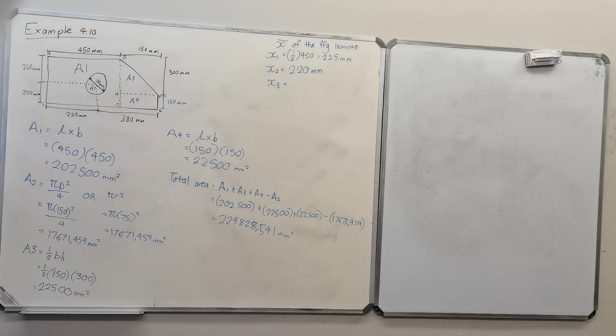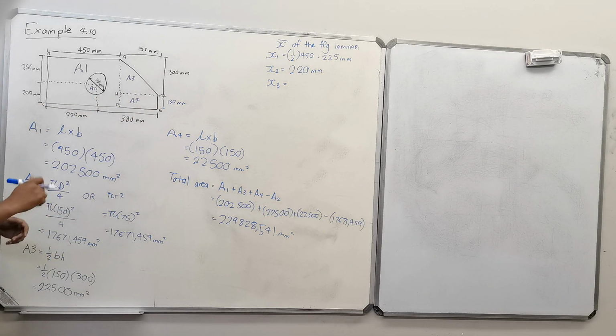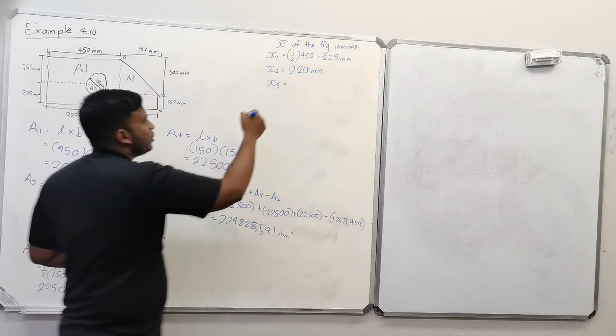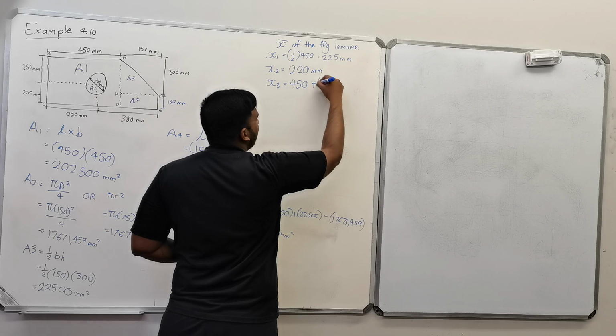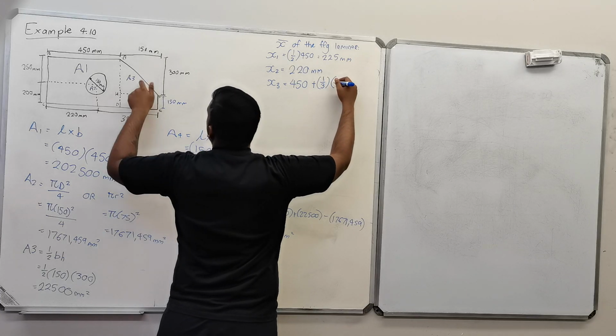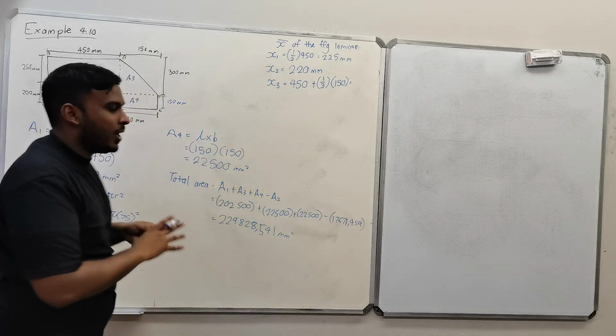Remember in the other example we did? That will give you the center point of this. But along the x-axis, it should be 450 here plus 1 over 3 times that. So this would be 450 plus 1 over 3 times that length, which is 150. Understand that?